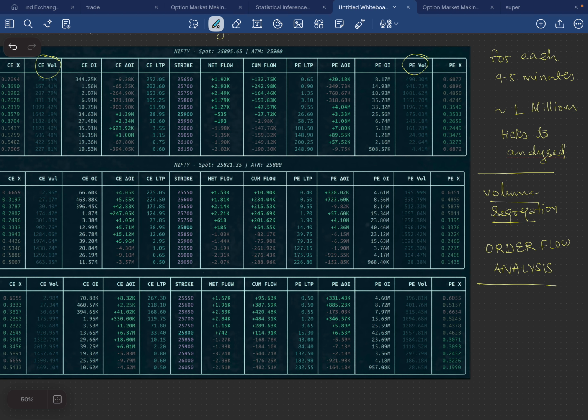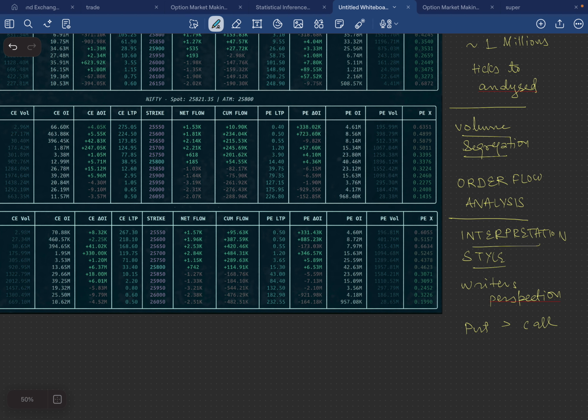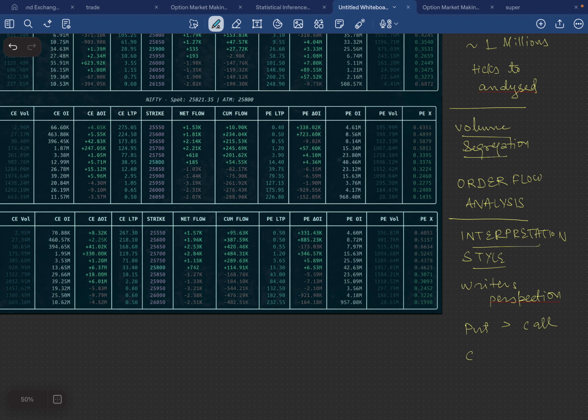At the same time, I will also tell you how you should interpret it. The interpretation style will be from the writer's perspective. For a bullish point of view, you should see that the put side is stronger than the call side, and for a bearish point of view, the call side should be stronger than the put side.